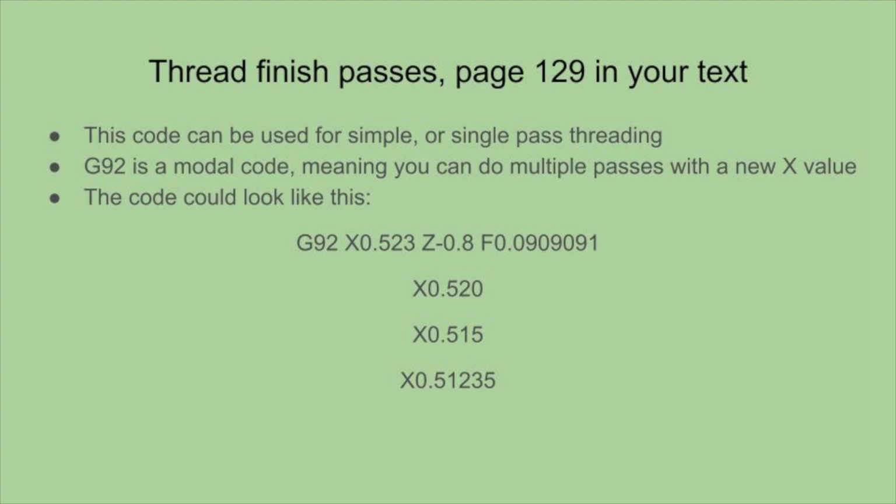We also have some information on thread finish passes. This is on page 129 in your text. This code can be used for simple or single pass threading. G92 is a modal code, meaning that you can do multiple passes with a new X value. The code looks like the following on the bottom of this page.